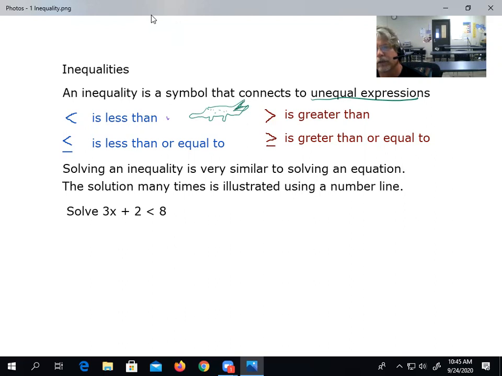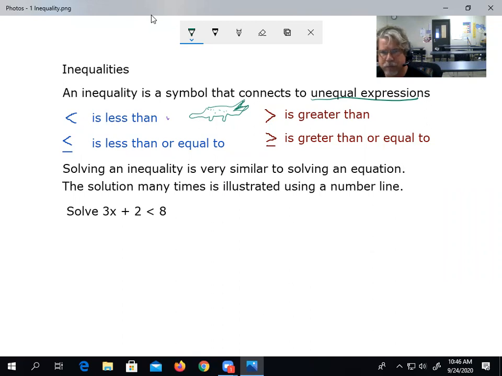This mouth kind of makes an inequality symbol. So it always eats the bigger value. If you get confused on which symbol is what, always remember that the alligator will always eat the bigger one, and that will always make it go in the right direction. But this actually is the less than symbol. This one means is less than or equal to. So it actually has two meanings, less than or equal to. This is the is greater than symbol, and then this is the is greater than or equal to symbol.